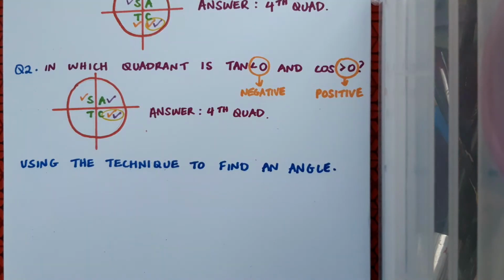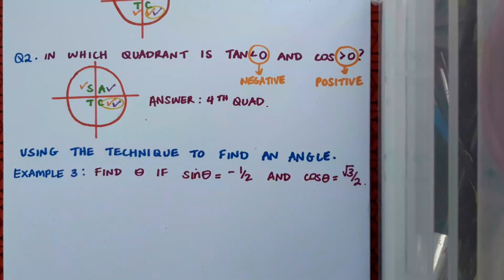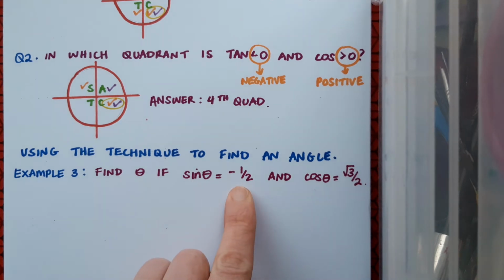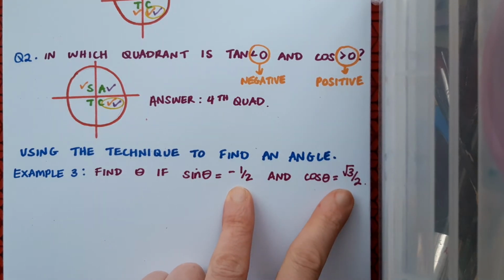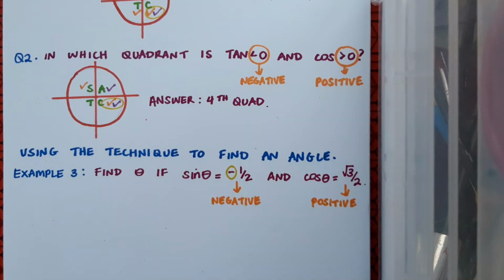So now we're going to use this technique to find an angle. Here's our example question. I want to find theta if sine theta is -1/2 and cos theta is √3/2. The first thing to notice here is that the sine value is negative and the cos value is positive. So I need to take both of these facts into account when determining which quadrant theta is in. This is exactly what we've been doing in the previous examples. I'll start by drawing a quick unit circle. Do this yourself as well and see if you can determine which quadrant I want to focus on.